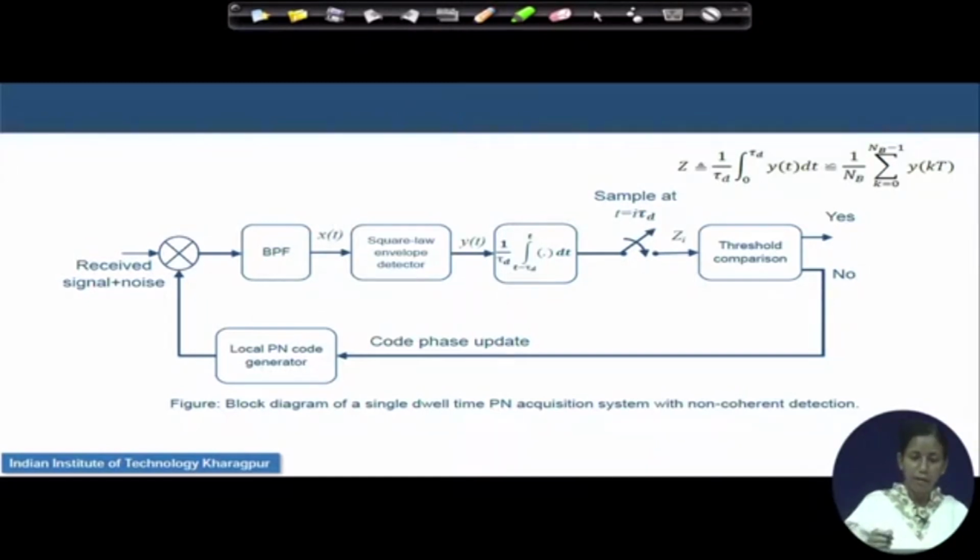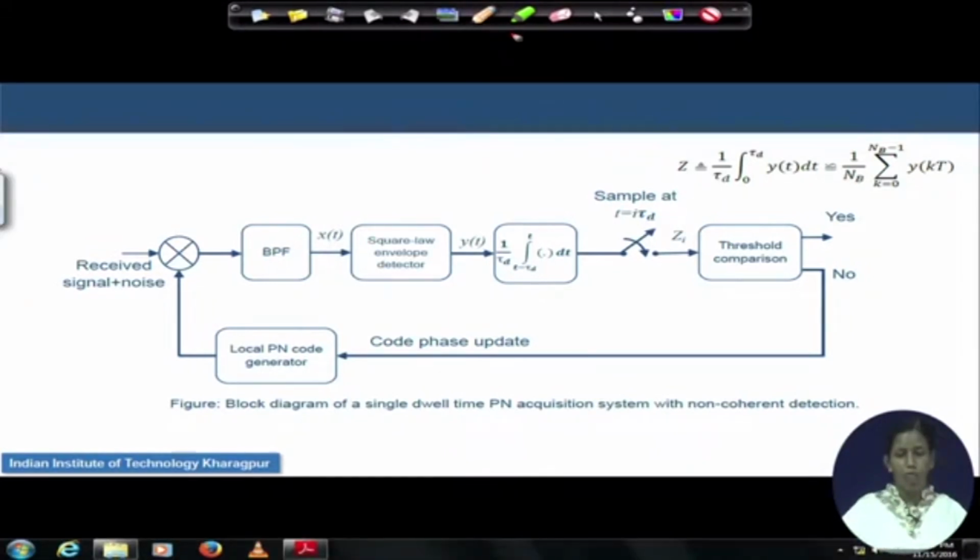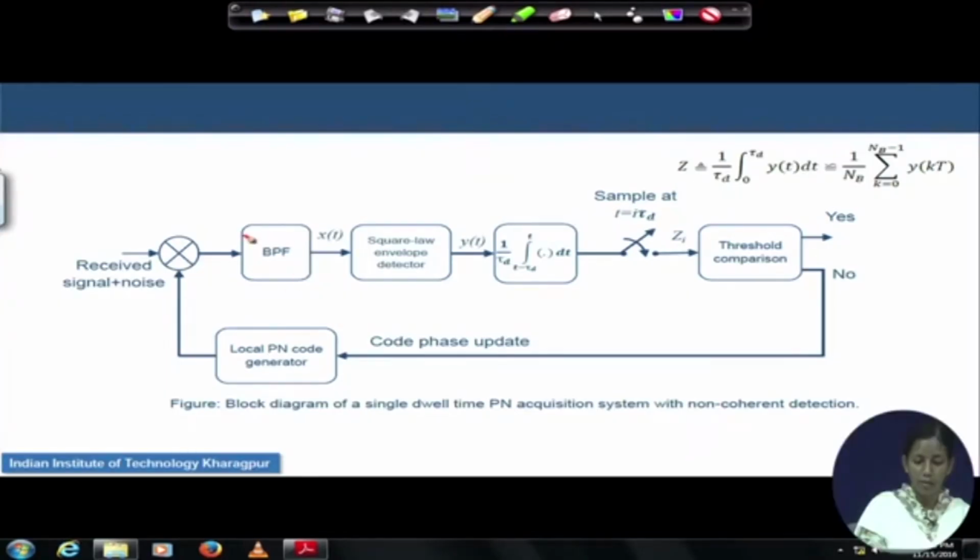Non-coherent detection involves no information about carrier synchronization. Carrier synchronization is not done, so no information about the carrier phase is known to the receiver, or at least to this acquisition block, hence a non-coherent type detector is involved. In it, a band pass filter band limits the incoming signal to a bandwidth of capital B, and x(t), as we saw in the last module, has the form of the received signal, the intended signal, plus the noise.